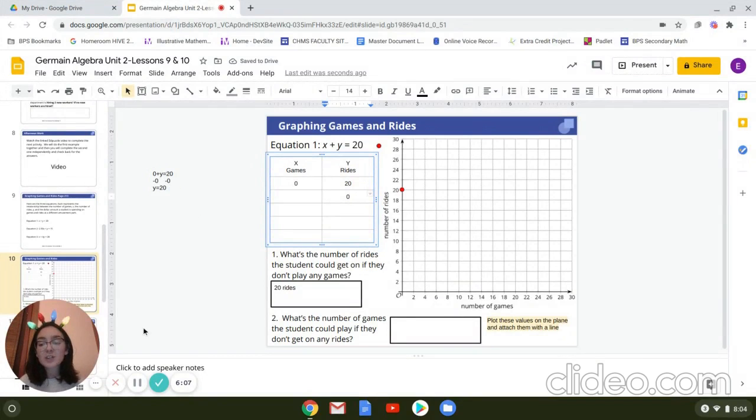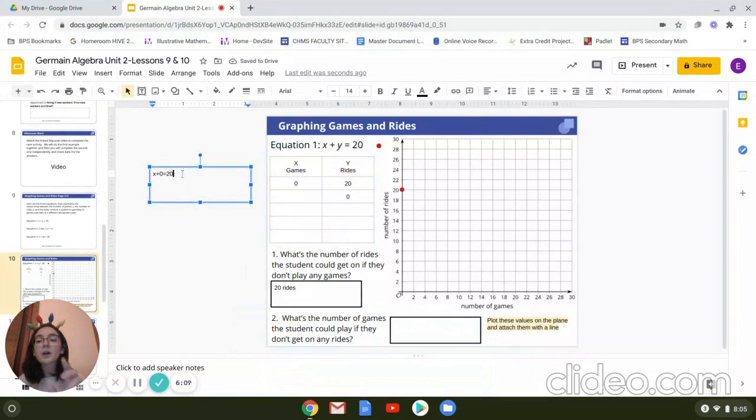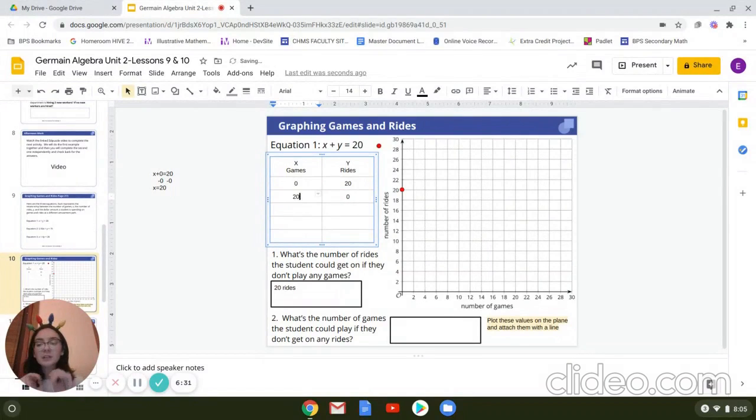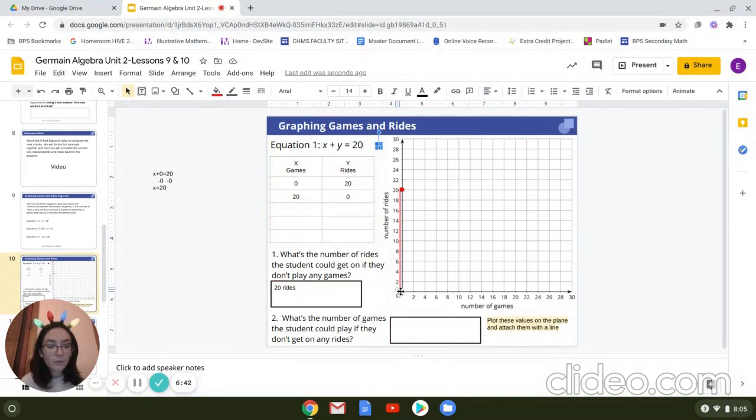And if we take this equation here and plug in 0 for y this time for the rides, and we solve it, we would once again subtract, oh, let me click this box, sorry guys. We would once again subtract 0 from each side, and we would be left with x is equal to 20. Okay, so when the rides is equal to 0, the games is also going to be equal to 20. So if I want to plot that point on my graph, I'm going to go over to 20, up to 0.